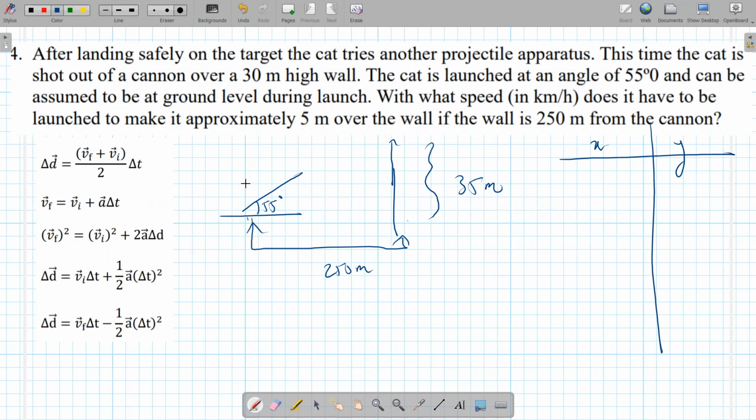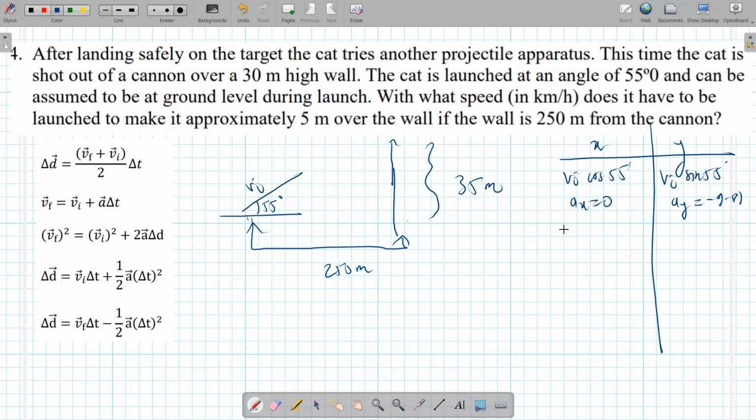So again, this is your initial velocity, vi. We don't know that value; that's what the question's asking us. But we know in the x direction, that's going to be vi times cosine 55, and in the y direction, it's going to be vi times sine 55. I can call that v1x, and this is v1y. And we know ax is 0, and ay is minus 9.81. What else do we know?